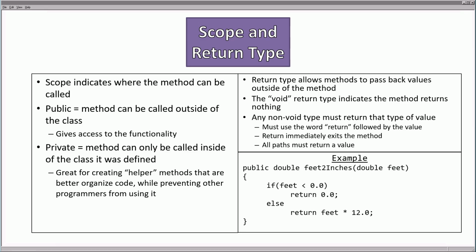In either case, you can see that if this is true, we return a value, and otherwise, we return that value. So in fact, all of the paths in this program return some sort of value, which is a double. Anything that is not the void type has to return a value.